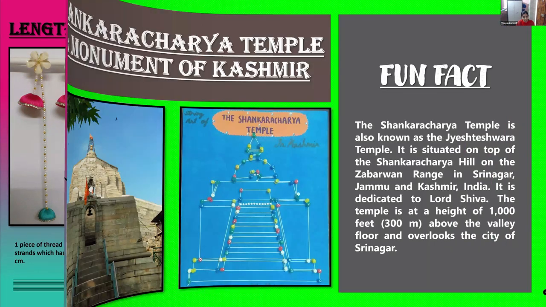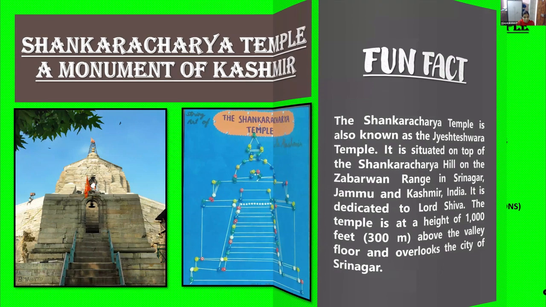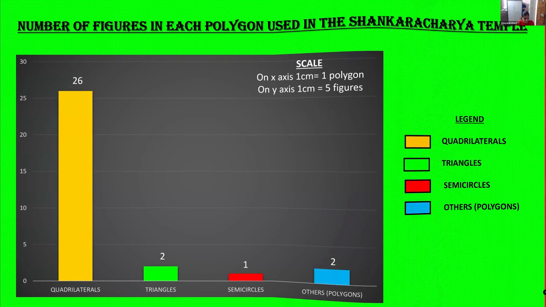Then the next one about the Shankaracharya temple. The temple is converted to line design, and that is string art. Using the string art, they made one statistical analysis. In the analysis, how many quadrilaterals, how many triangles, semicircles, and other shapes are there. Like that, they have done the analysis.